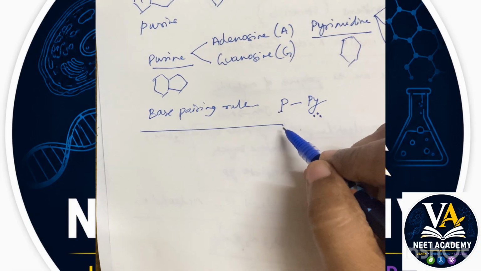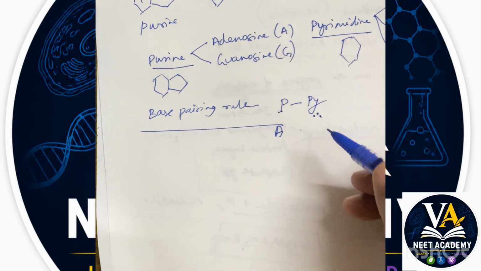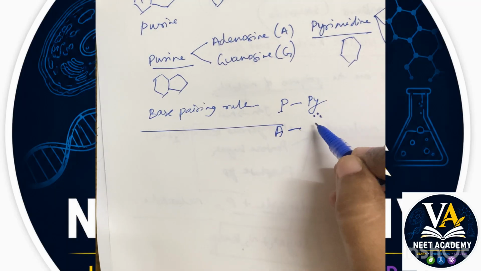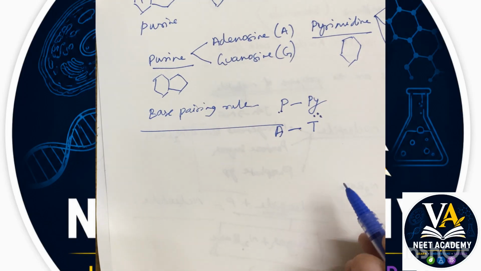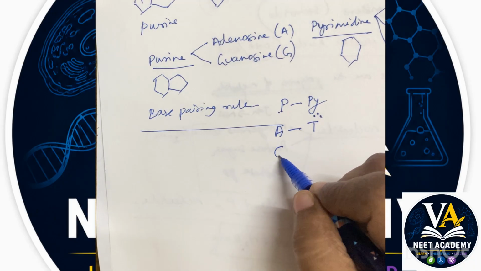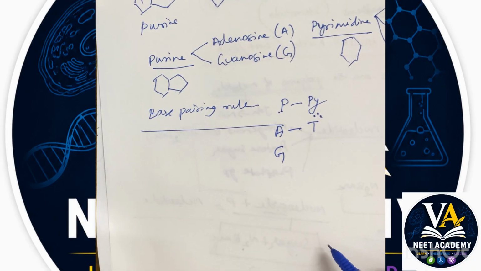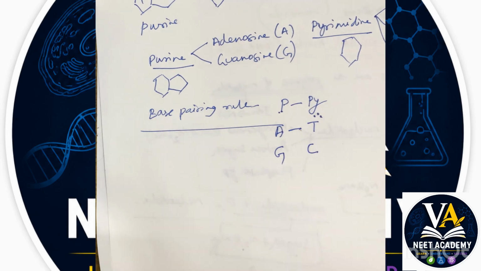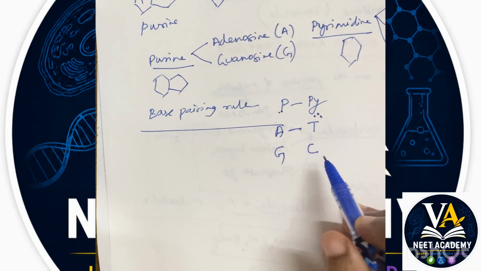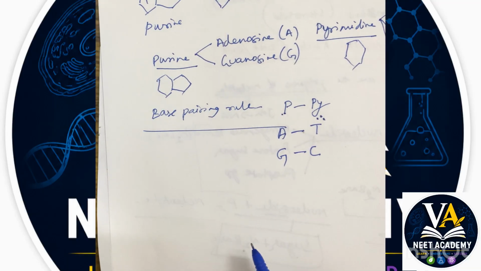So in that case, if adenosine is the purine, it has to pair with T, that is thymine, and if guanosine is the purine, it has to pair with cytosine. Clear? A pairs with T, G pairs with C.